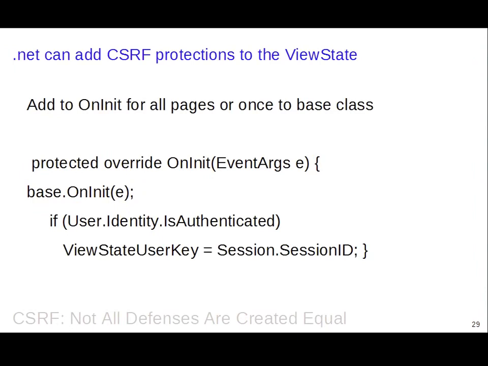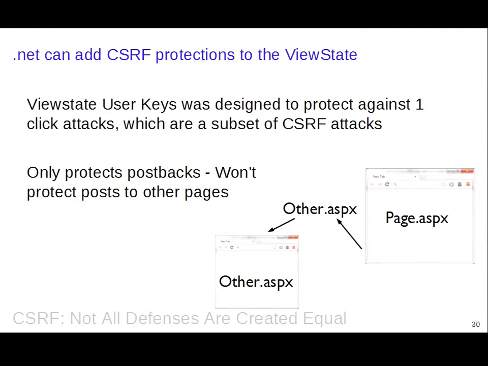The problem with this is, as I said, it was meant to defend against one-click attacks, which only work for postbacks. So if you're making a .NET application which uses things other than postbacks for some sort of sensitive transaction, if you have a page where the action is submitting you to another page, it's not going to defend against that. It's not going to check the view state user key on this other submission.